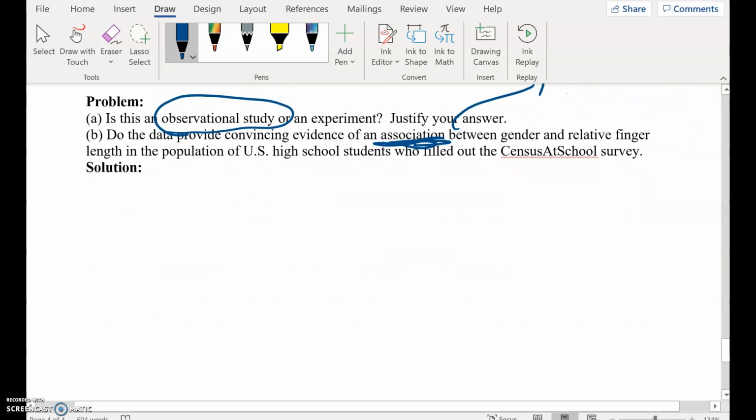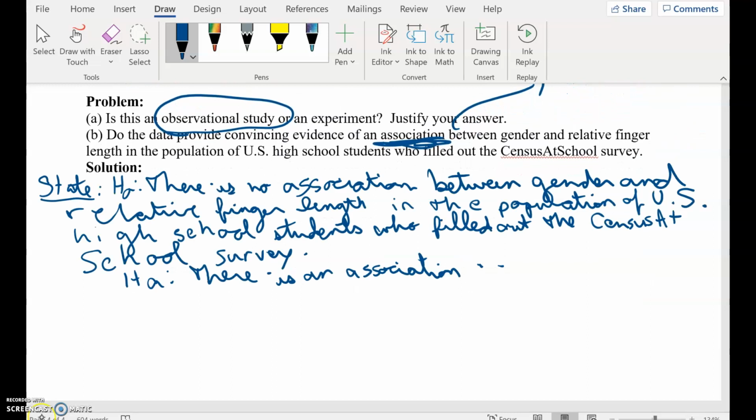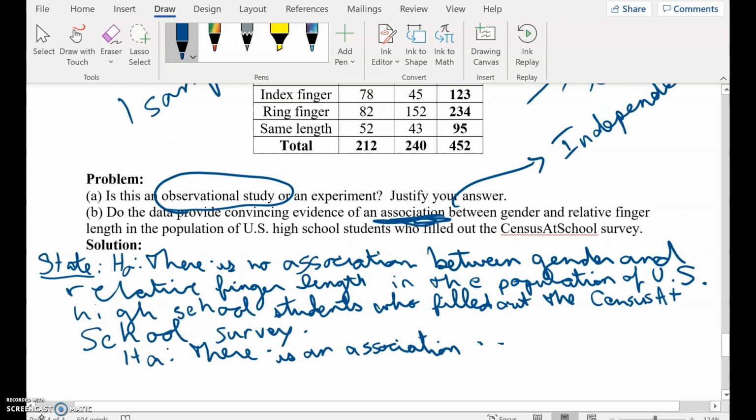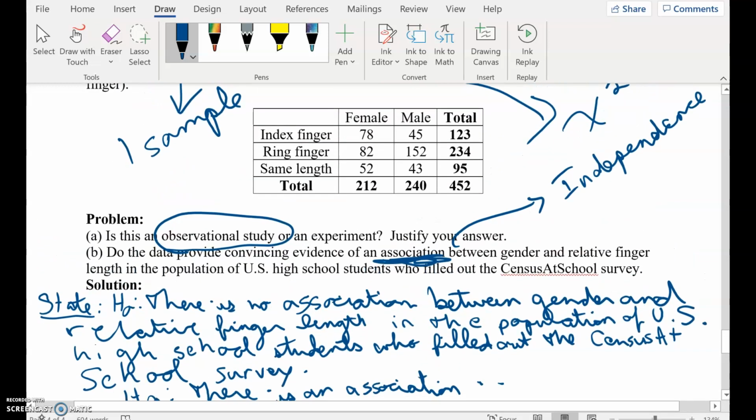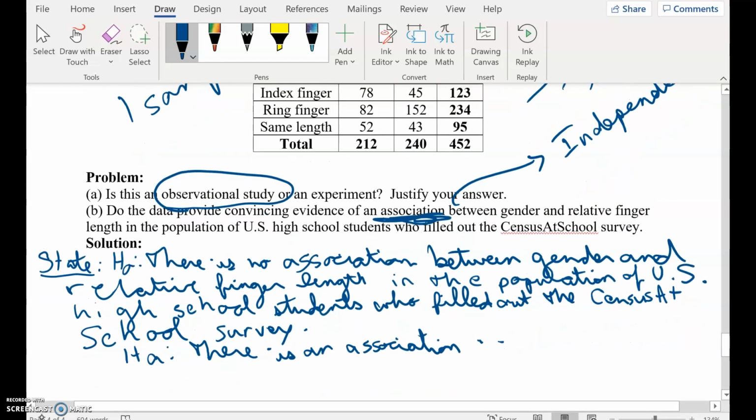So here we go. In the interest of time, I went ahead and wrote this out sloppily, sorry. H0: there is no association, remember, null hypothesis, the hypothesis of no change. So there's no association between gender and relative finger length. Okay, so looking up here, what does gender have to do with relative finger length? We're saying that there's no association. HA, we're saying there is an association.